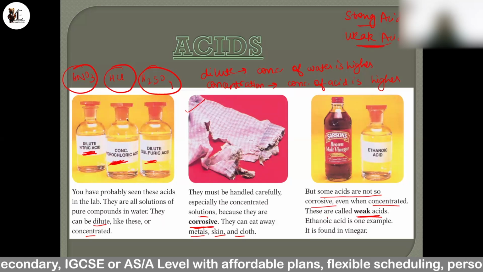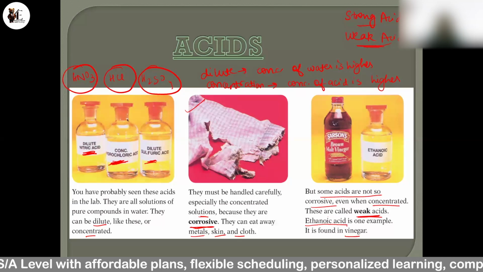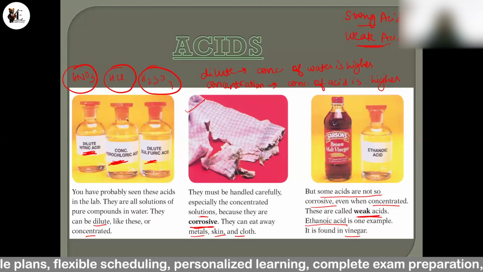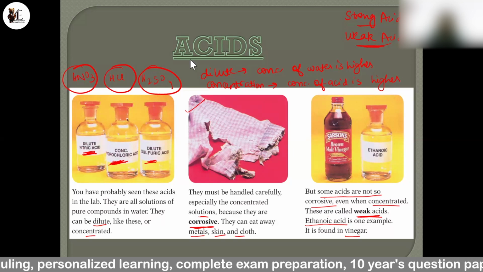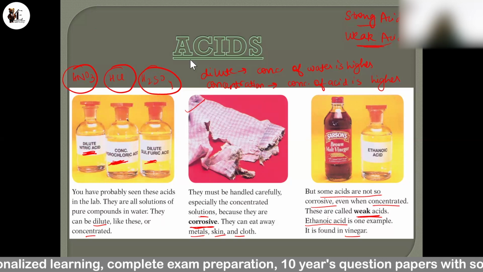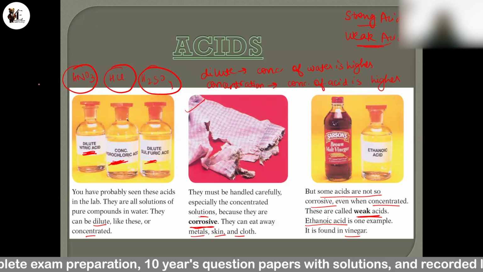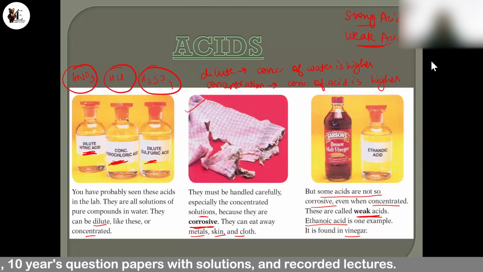Example of weak acid, if I ask, then you have to say it is ethanoic acid, which is found in vinegar. It is a weak acid which is not corrosive. Examples of strong acids are sulfuric acid, nitric acid, and hydrochloric acid. Is it clear? Write it down, whatever you want to write from here.